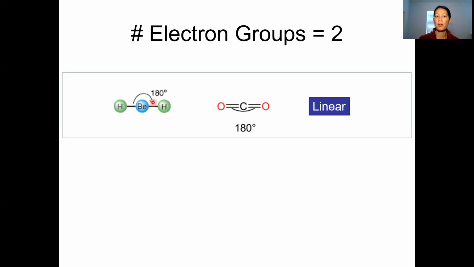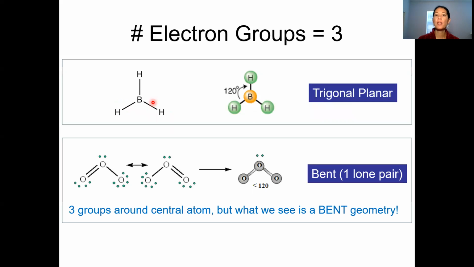You do need to know these bond angles. When you get to electronic groups equals 3, getting as far apart as possible is 120 degrees apart. That's trigonal planar. So if there are no lone pairs on the central atom, the orbital geometry, which is trigonal planar, is the same as the shape.